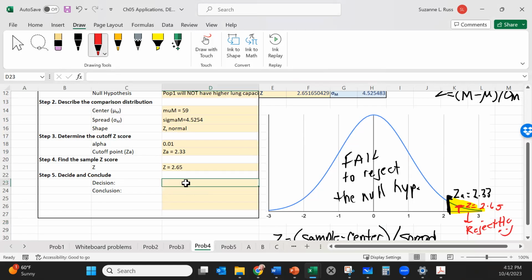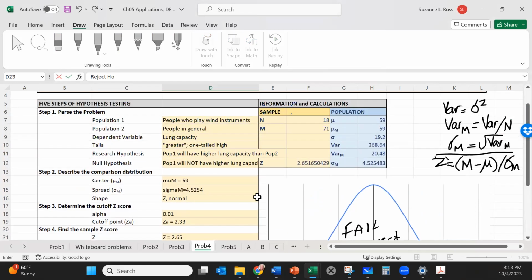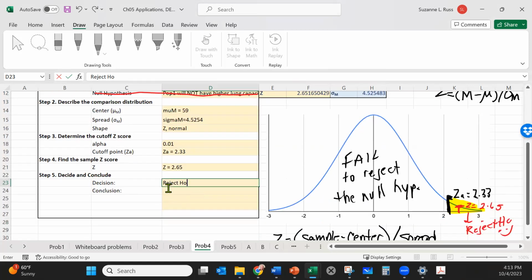His hypothesis was supported. So we're going to just write reject H0. That means reject the null. And I'm going to go up here and actually reject it. If we don't reject it, it stands. So now it's rejected. Right here is our research hypothesis, but we're going to write this all out in understandable words.